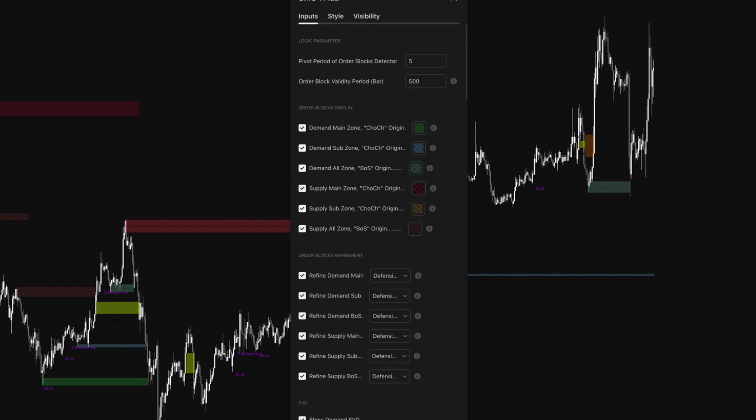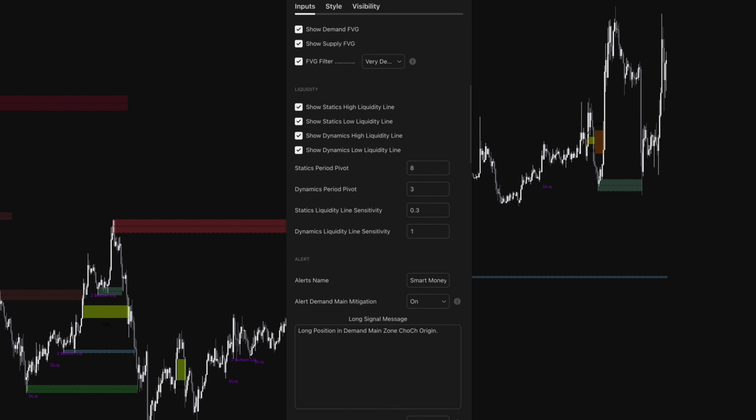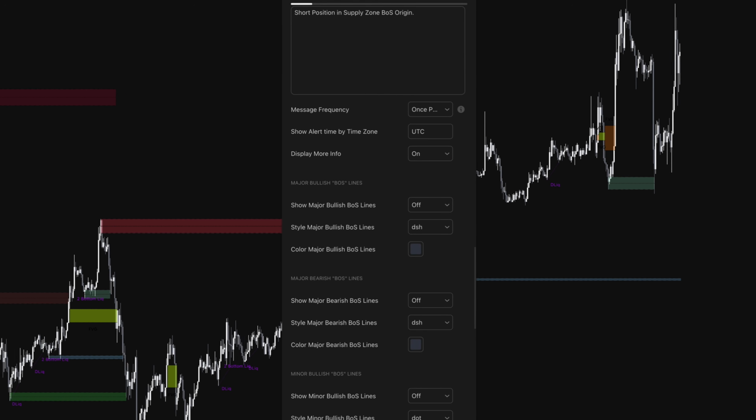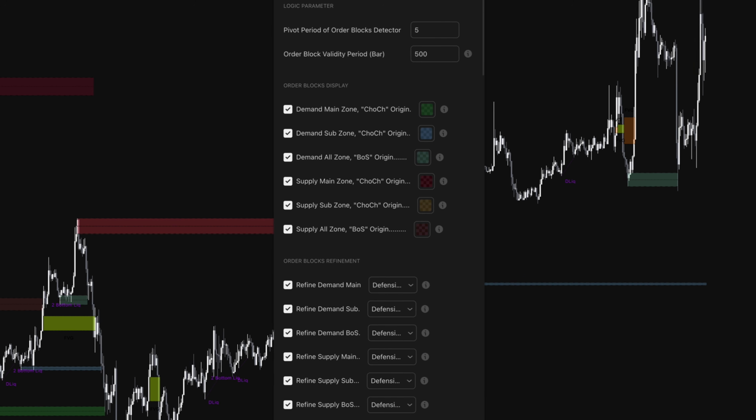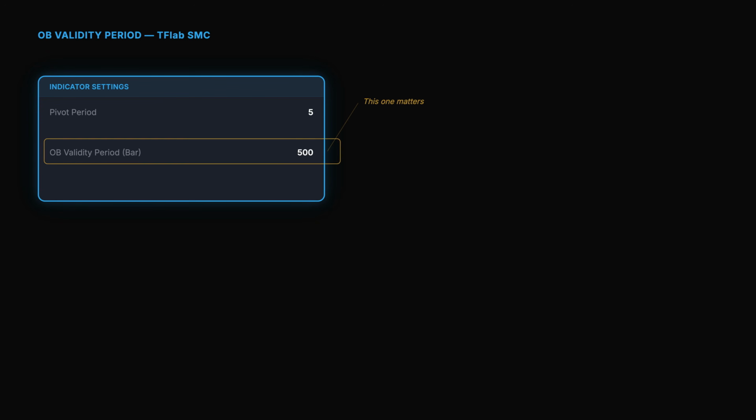The main limitation is the settings panel. There are separate color, style, and visibility inputs for every structural element, and getting it configured to a clean chart state takes meaningful time. The defaults are not always visually clear out of the box.